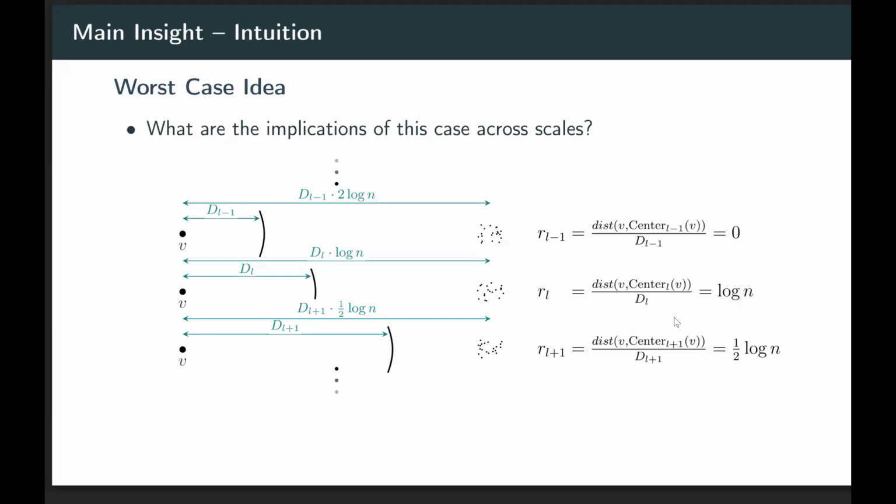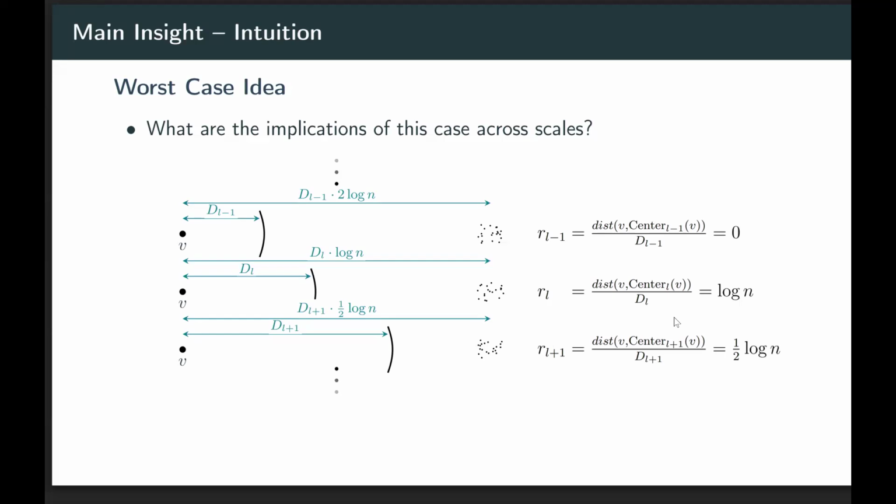What about in the other direction? If we have bigger means, then they will highly likely win against V, but they're not that far away compared to the mean, right? They're only half log n away.